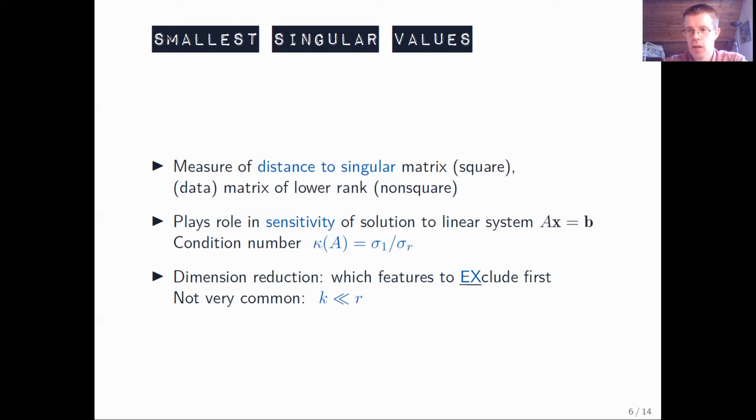In dimension reduction, sometimes these small singular values also play a role, but it's not so common. So this would give the answer to which features we want to exclude in any case, for instance. And usually this is not so important because the rank of the data matrix is much larger than the actual features that we want to preserve. So we want to cut out a lot of stuff. So for that reason, it's often not so useful in practice.